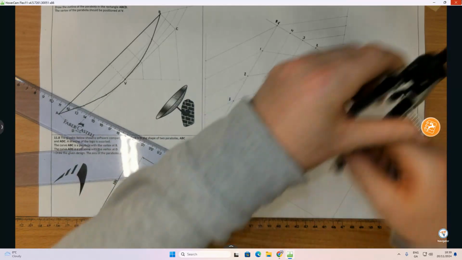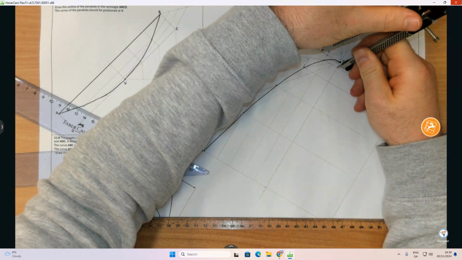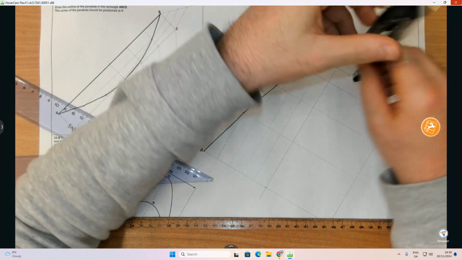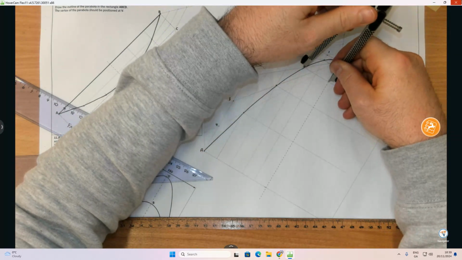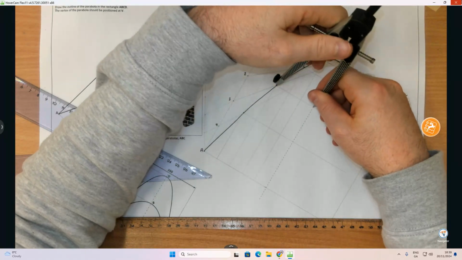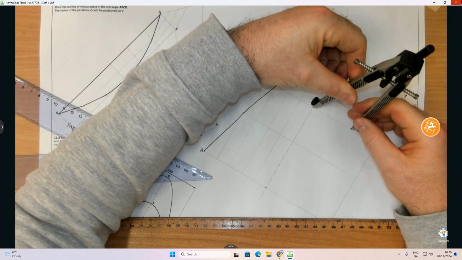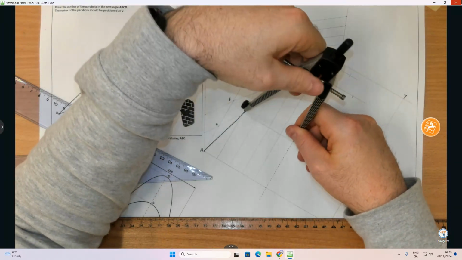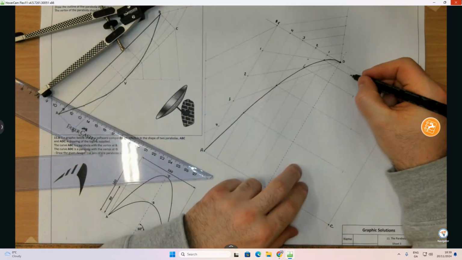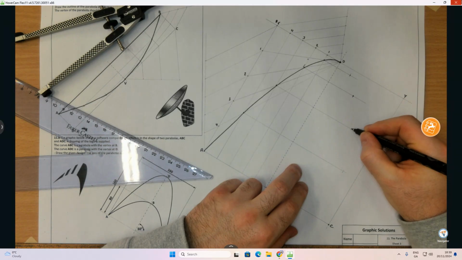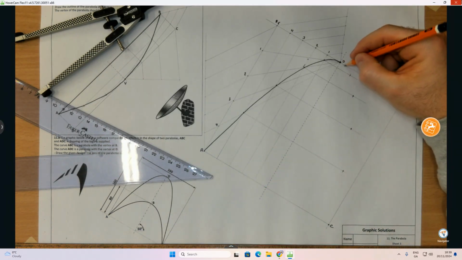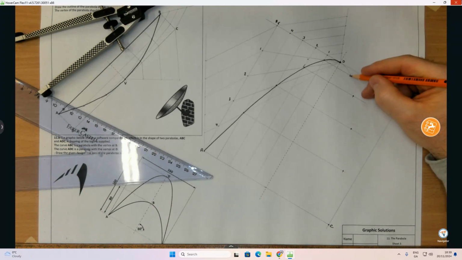And using your compass then, put your compass on the axis out to the point, mark it out the opposite side, compass on the axis out to the point, mark it out, axis out to the point, and finally axis out to the point, mark it. So there's all our points. Once again, just going to put them in my marker, and we'll sketch it in. So nice and smooth.